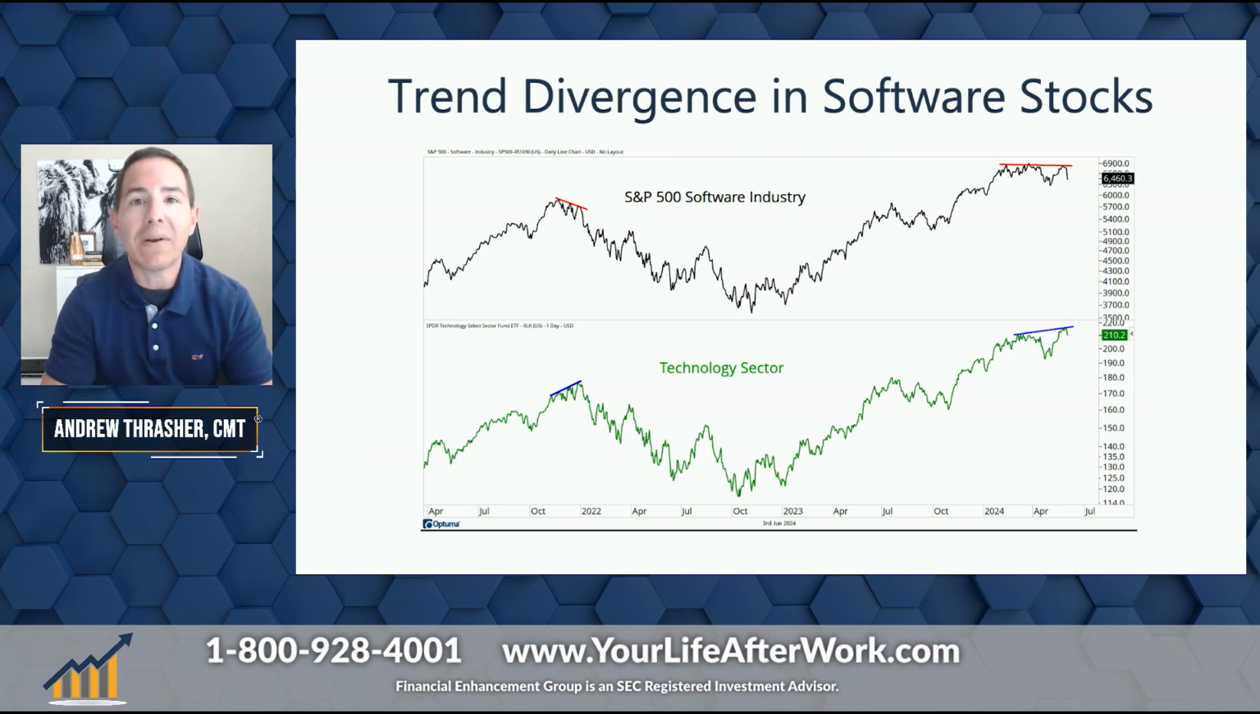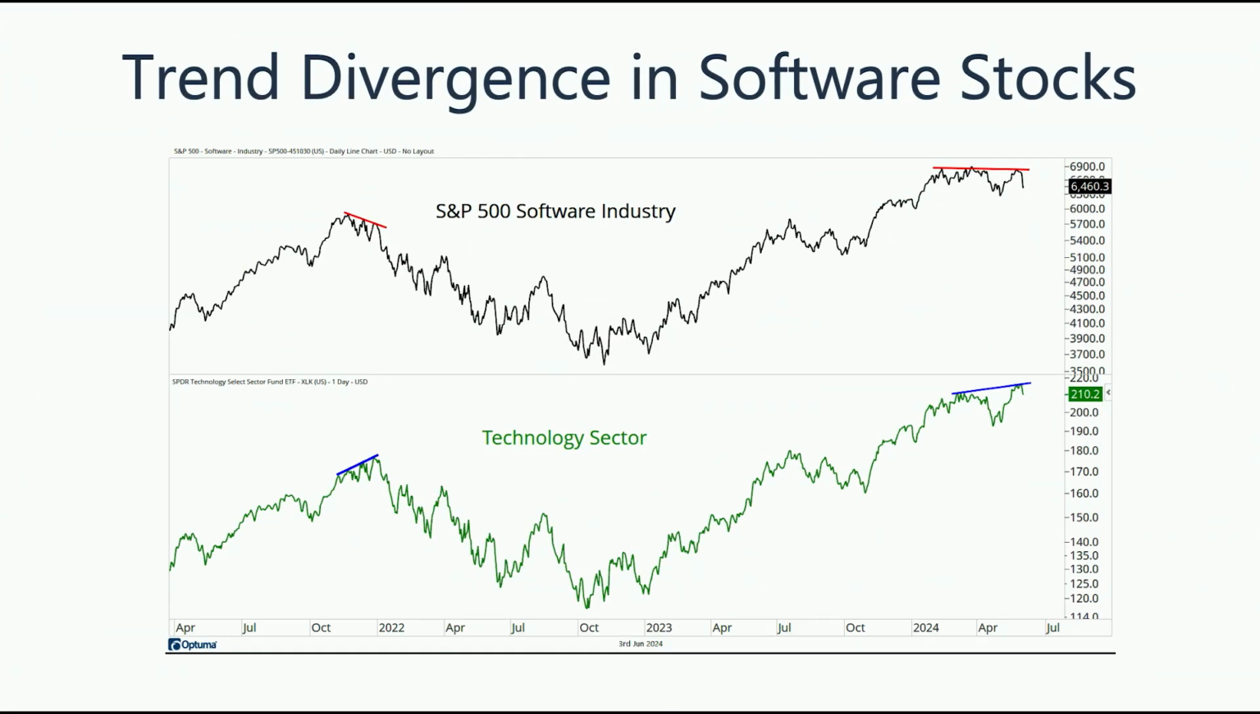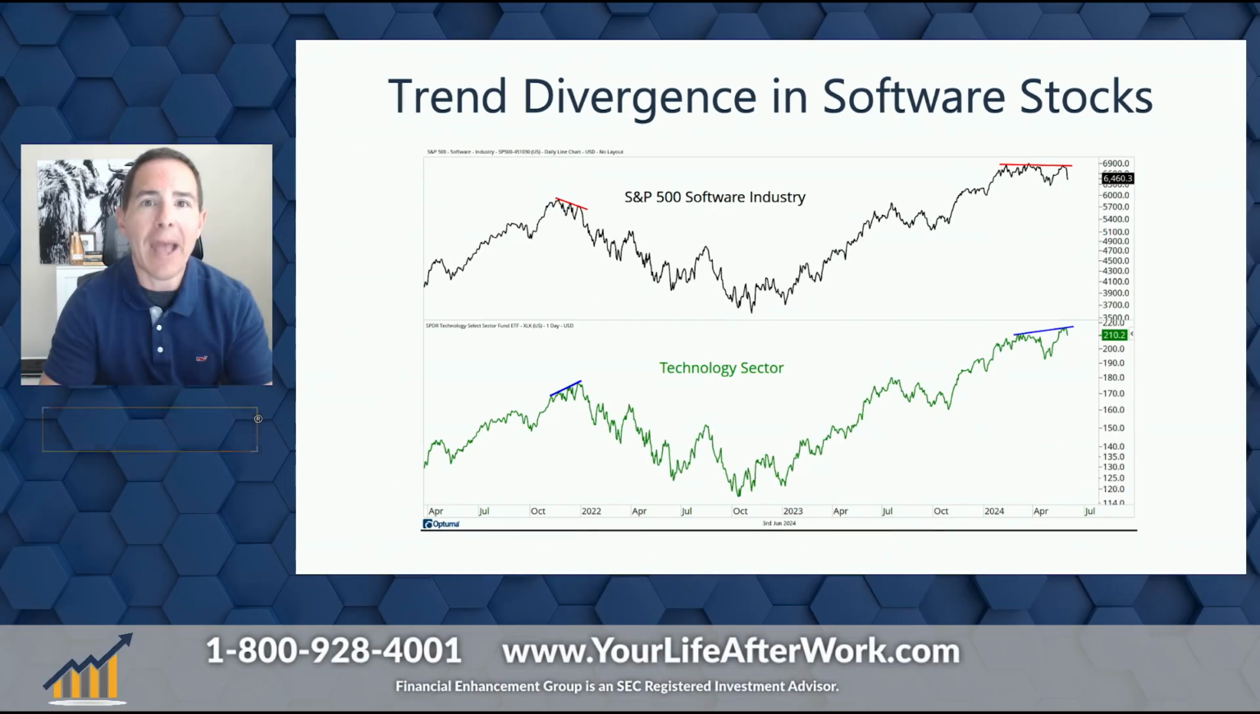Unfortunately, many of the software names, the stocks themselves, have been unable to keep up in performance. If we look at the far right side of this chart, on the bottom panel, we have the tech sector. On the top, we have the software industry. We can see that the tech space has continued to go higher for most of 2024. However, when we look below the hood and we look at just software, really since mid to late February, software stocks haven't really been able to do anything. It hasn't been able to keep up with a lot of the tech sector. And so this tells us that it's other parts of the tech space that are driving things higher.